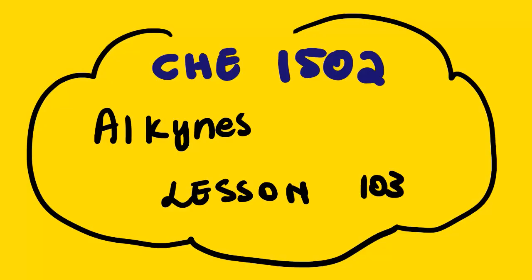Our lesson for today will be looking at chemistry 1502. Today's topic will be looking at alkynes as one of our functional groups. Lesson 103, let us start. Without further explanations, you can clearly see one of the properties of alkynes.